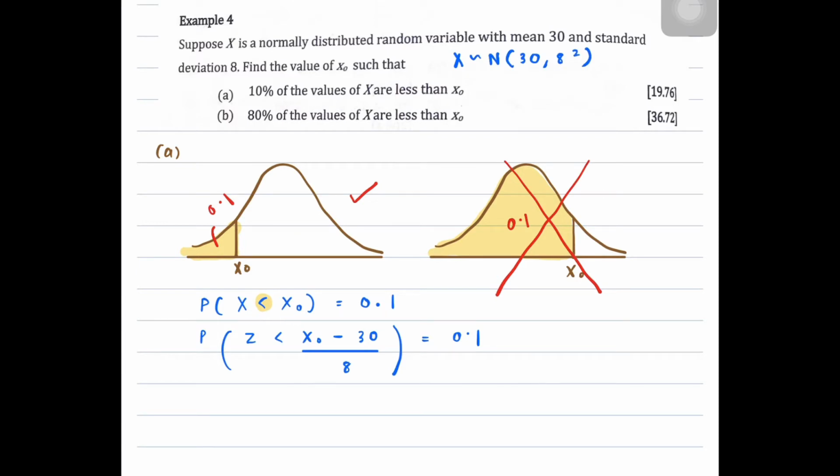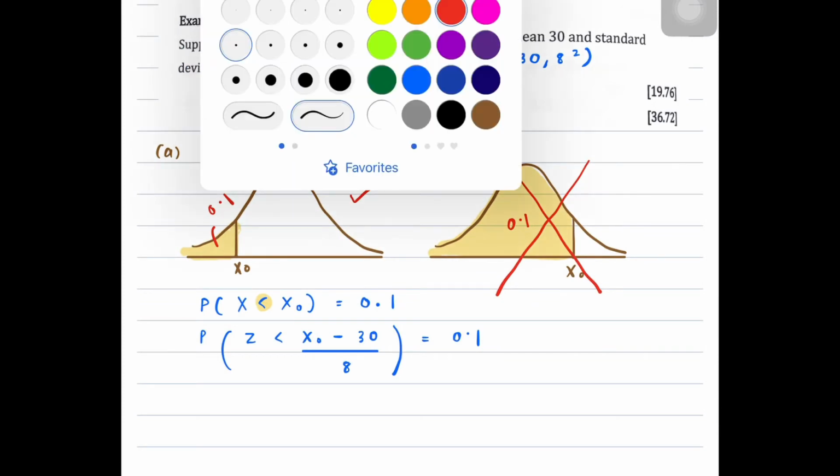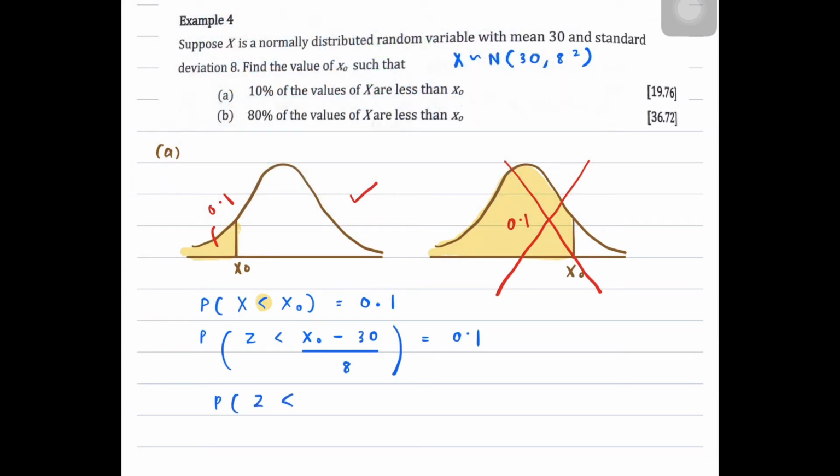You have x less than x0 equal to 0.1. And then you have to convert into the standard normal. So you have z less than, substitute into the formula, x0 minus mean 30 over by standard deviation 8, which is equal to 0.1. So right now you can refer to the normal table because you have the area of the tail side, 0.1. This is the nearest value to 0.1, which is your z value will be 1.28. So you have P(Z > 1.28) is equal to 0.1.